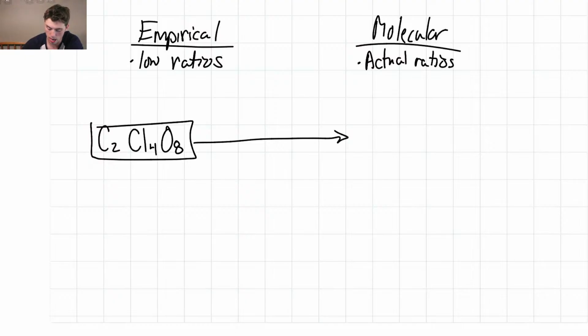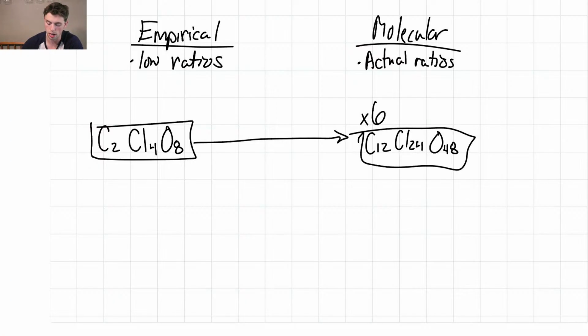So say I have, these are just the ratios. So say I raise it by a factor of 6, I would end up with C12, Cl24, O48. Again, just random arbitrary numbers. None of this would actually matter. But for empirical and molecular, just remember it's the ratios that are important.